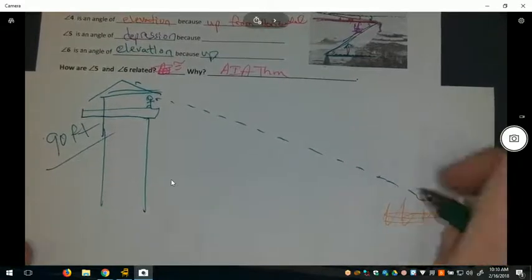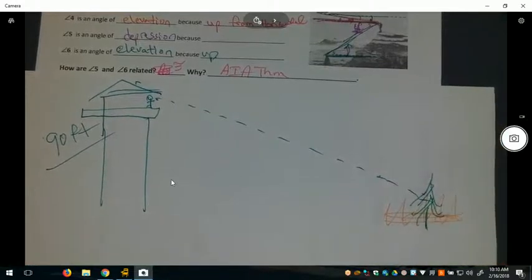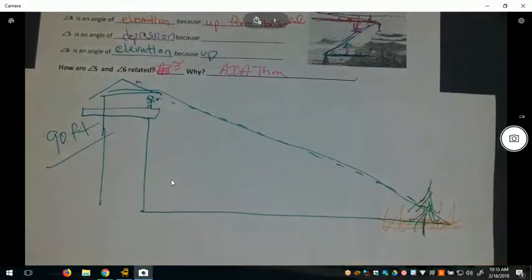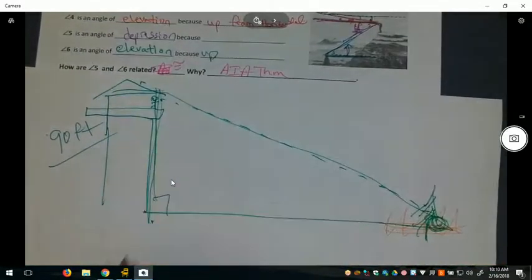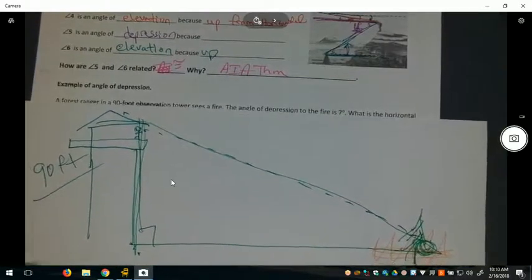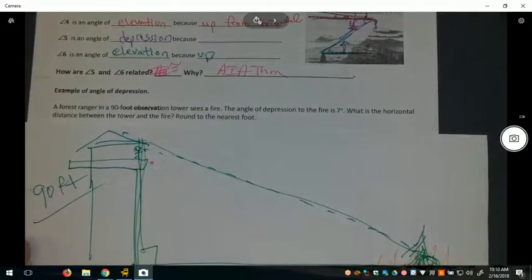So maybe there's some trees in there too. So there's trees in our forest fire. So here they are, they're looking down. So we do have a triangle formed by their line of sight and where the forest fire is and where they're located. So we have a right triangle, the tower is perpendicular to the ground. Now this is an angle of depression. The common mistake is for people to put the angle here. They're like, oh, they're looking down, there's my 7-degree angle. That's not an angle of depression.